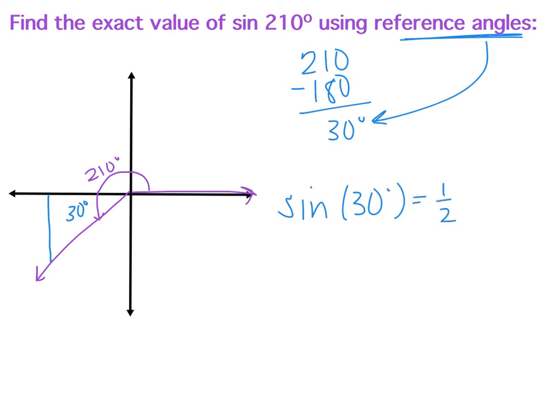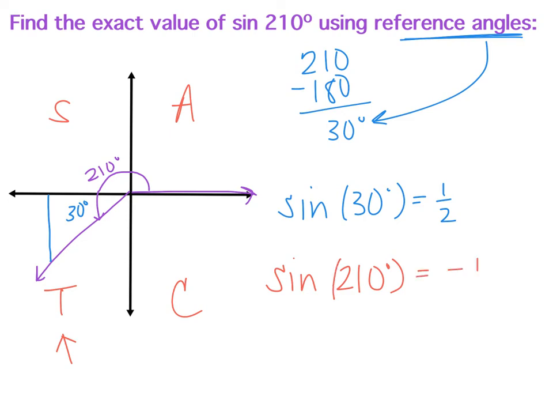And I know that sine of 30 degrees is 1/2. But what quadrant are we in? So all students take calculus. Only tan is positive. So that means that sine in the third quadrant, so sine of 210 degrees, is actually going to be negative 1/2.